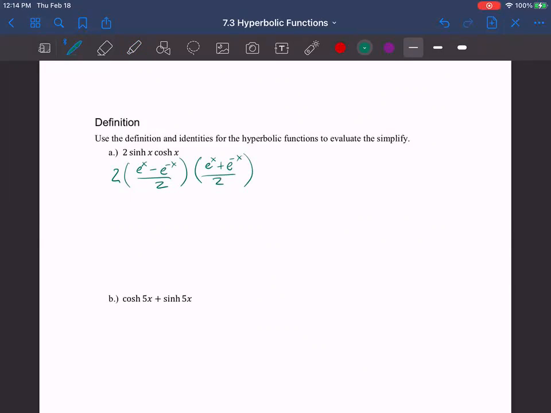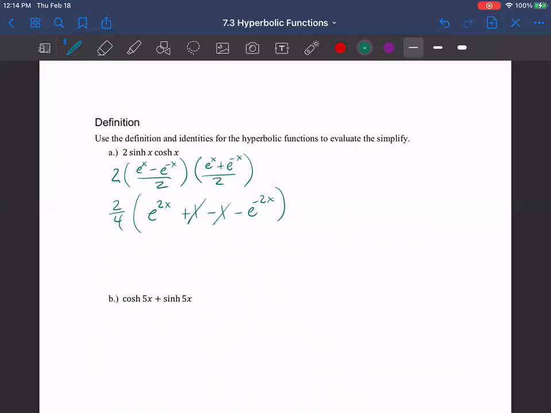Okay, so you end up with a 2 over 4. And then we have e to the x minus e to the negative x times e to the x plus e to the negative x. So e to the x times e to the x is e to the 2x, just foiling here, right? And then I have e to the x times e to the negative x. That's just 1. And then I have negative e to the negative x times e to the x. That's negative 1. And then I have minus e to the negative x times e to the negative x. That's e to the negative 2x, just like that.